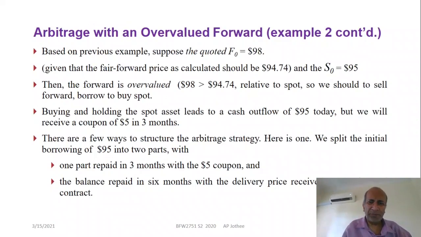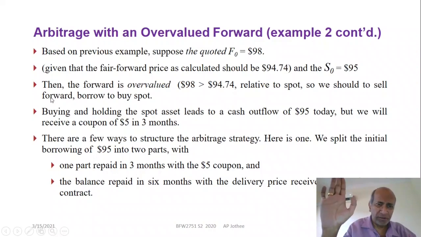Based on the previous example, suppose the quoted price is 98. Wow. Thinking that there is a coupon coming and all that, and the price is 98. That is the quoted price in the market. Given the fair forward price, or the non-arbitrageable, theoretical price calculated earlier, should be 94.74. S0 is 95, don't forget. Then the forward is overvalued. Why? Because $98 is definitely more than 94.74 relative to the spot. So we should sell the forward because it is overpriced, overvalued.